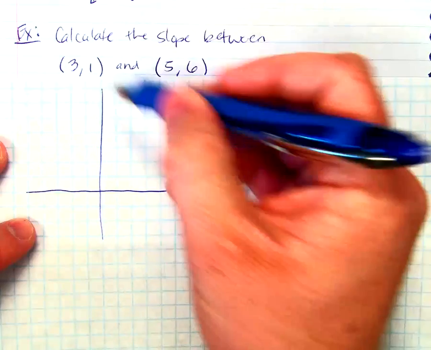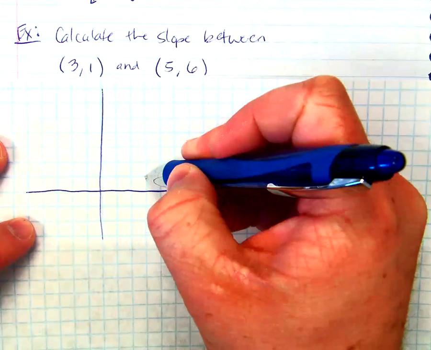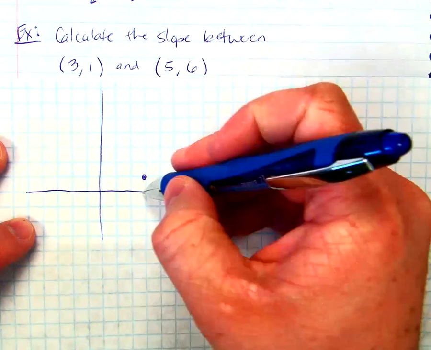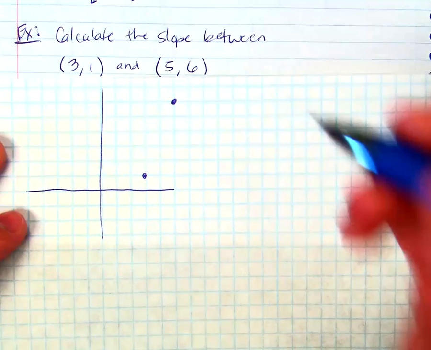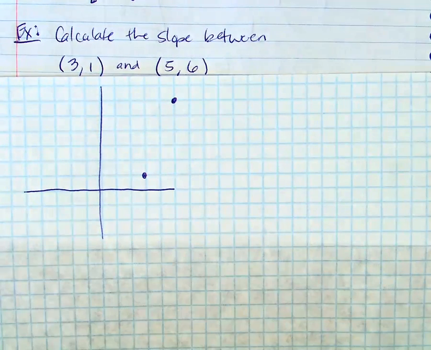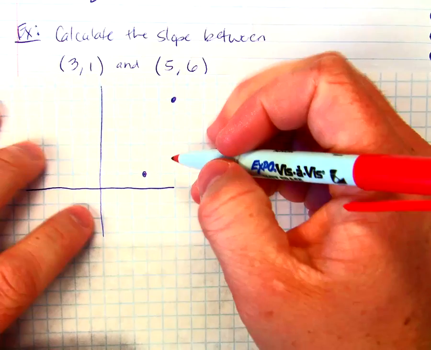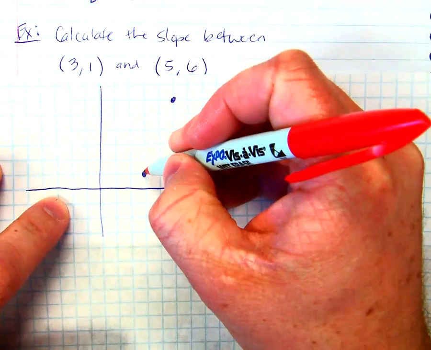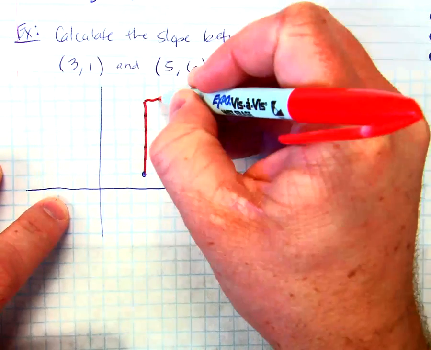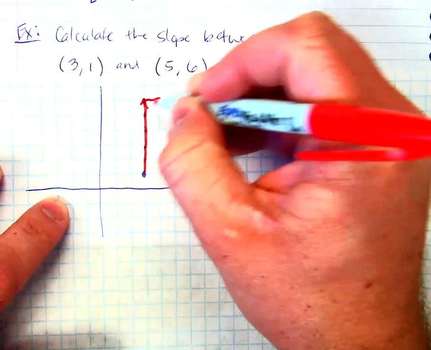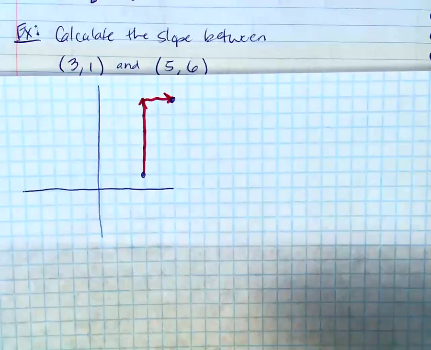I would have the point 3, 1, so I go over 1, 2, 3, and up 1. The point 5, 6, I go over 5 and up 1, 2, 3, 4, 5, 6. And here's the idea of using rise over run. If I wanted to find the slope by using a graph, I would start from this point here and I would go up 1, 2, 3, 4, 5, and I would go over 1, 2. So I went up 5, I went over 2.